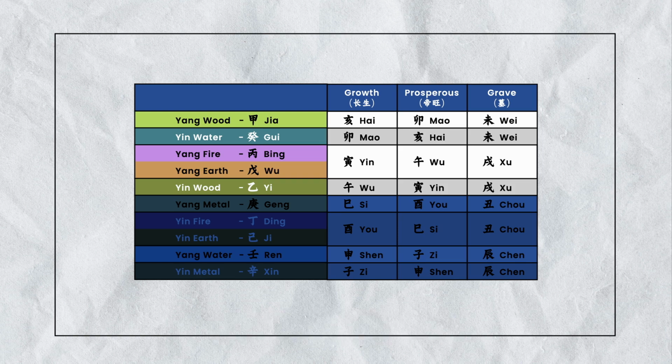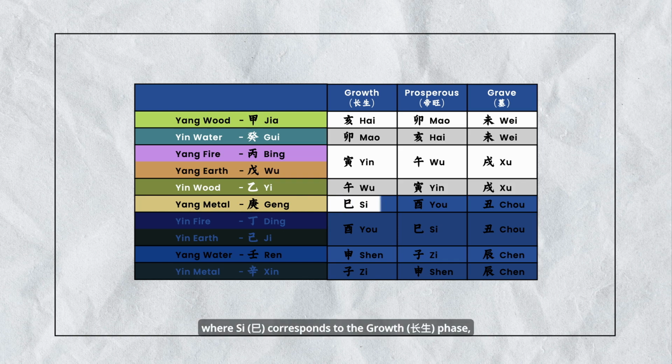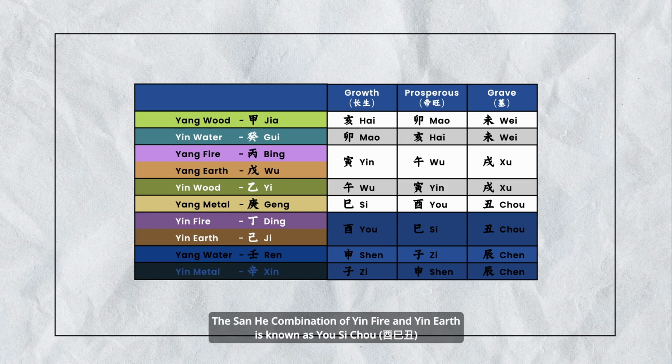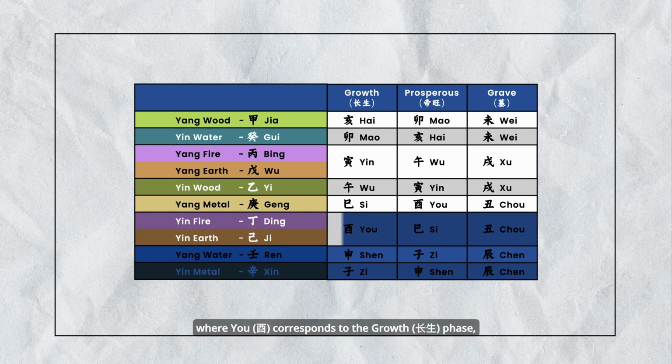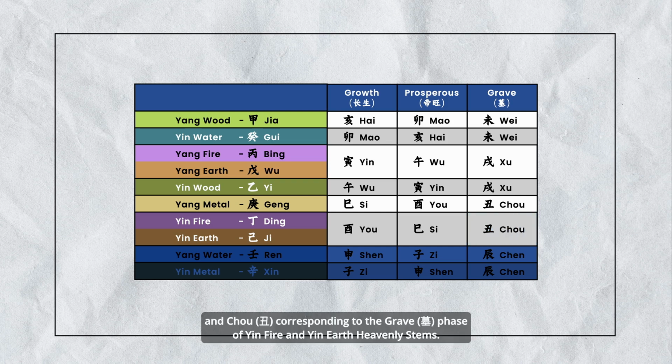The Sanhe combination of Yang metal is known as Si You Chou, where Si corresponds to the growth phase, You corresponds to the prosperous phase, and Chou corresponds to the grave phase of the Yang metal heavenly stem. The Sanhe combination of Yin fire and Yin earth is known as You Si Chou, where You corresponds to the growth phase, Si corresponds to the prosperous phase, and Chou corresponds to the grave phase of Yin fire and Yin earth heavenly stems.